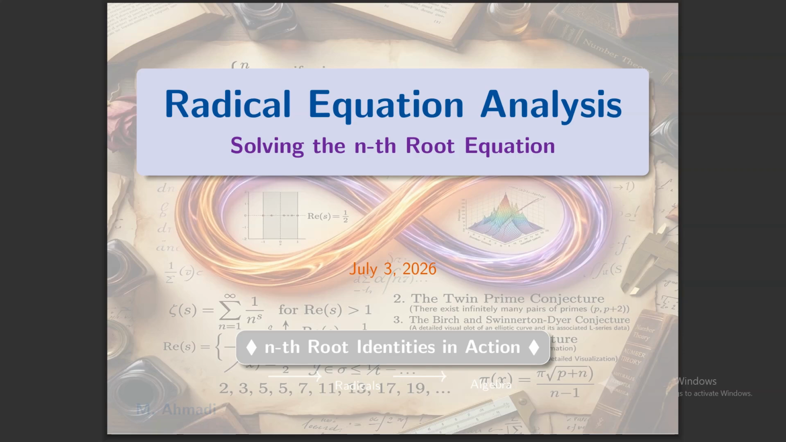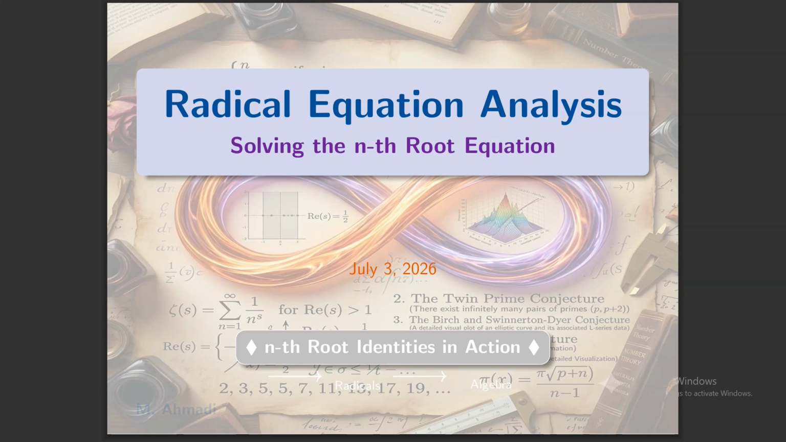Today we are going to solve a beautiful equation involving reciprocal radicals. The equation is the nth root of (a minus x) divided by (b plus x), plus the nth root of (b plus x) divided by (a minus x), equals 2. This equation may look complicated, but we will see a clever substitution and inequality to solve it elegantly.